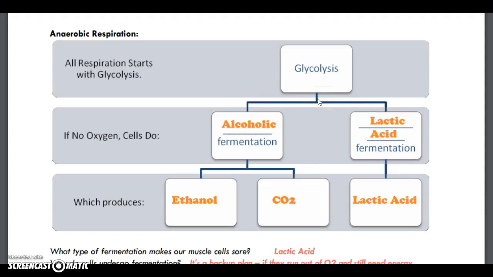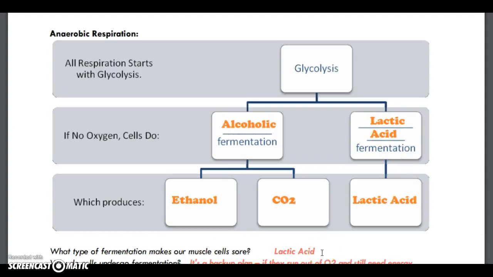So if you start with a grain or a plant product, you're going to do alcoholic fermentation, and as a result, you get 2 ATP energy, but you also get ethanol and carbon dioxide as byproducts. If you are a meat or dairy product, you undergo lactic acid fermentation, which produces 2 ATP, but also results in a buildup of lactic acid in those cells. And that's why that type of fermentation makes your muscles sore.